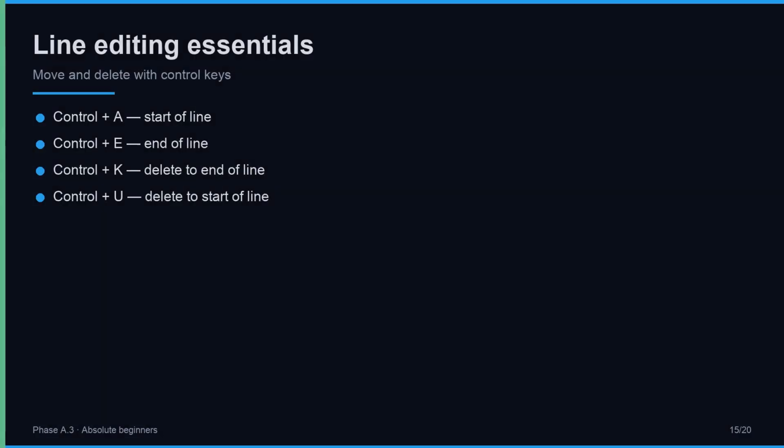On one long line, Ctrl-A jumps to the start, Ctrl-E to the end. Ctrl-K deletes from the cursor to the end. Ctrl-U deletes from the cursor to the start. These work in many terminal programs, not only ipython. Especially remember, Ctrl+A, start of line. Let that settle, then we take the next small step.